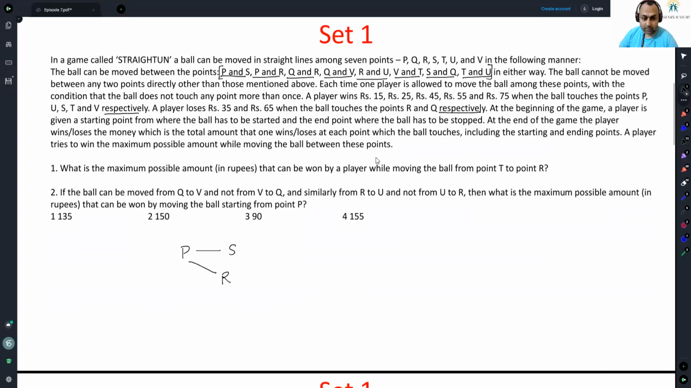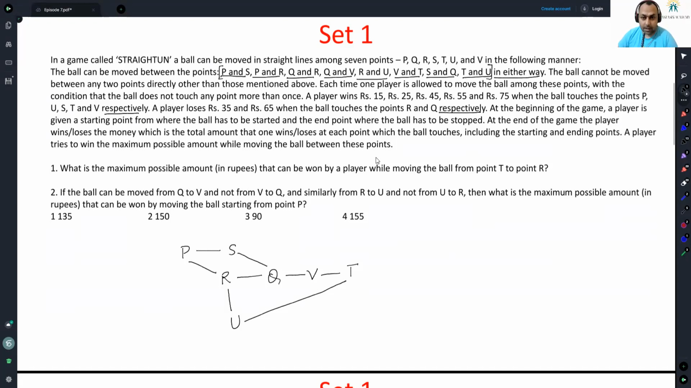Now Q and R. So Q can also go to R. Q can also go to V. And R can also go to U. V can also go to T. S and Q, so S can also go to Q. T and U, so U can also go to T, because it was told in either way. This is the diagram that I've got.